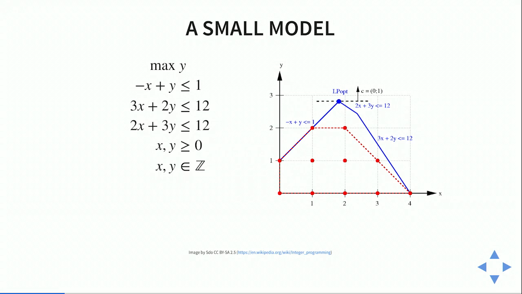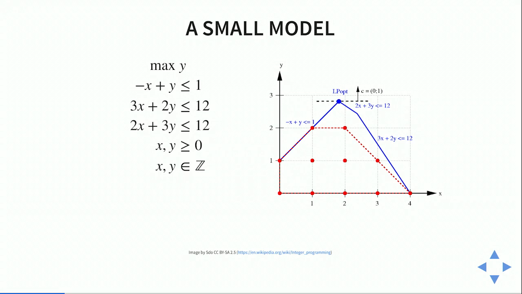So in this case, this is a small example. On the left-hand side, it's a program with 2 variables, x and y. We want to maximize y, so find the maximum value of that variable y. And we have 3 constraints. Minus x plus y smaller equal to 1, 3x plus 2y smaller equal to 12, and 2x plus 3y is smaller equal to 12.